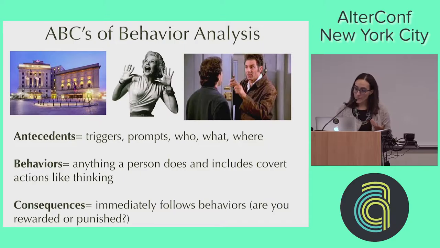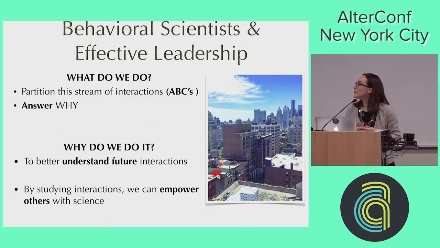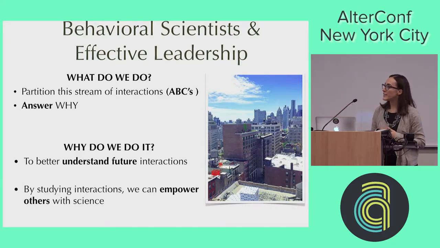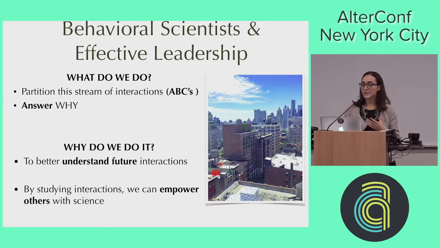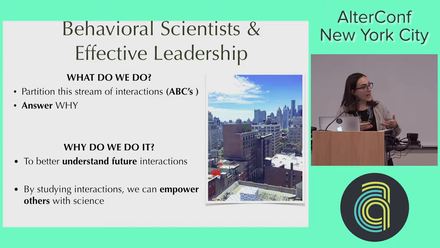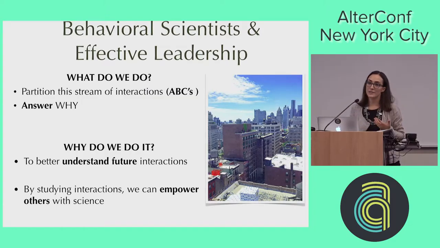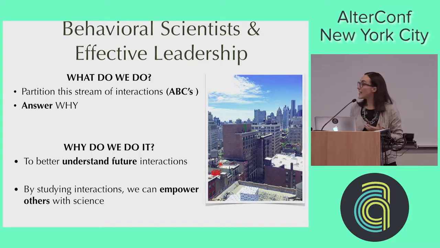So what behavior analysts like to do is partition the stream of interactions, those A, B, and Cs that are happening within our environment. And we look at why. Why is someone choosing to do that? Why is someone sitting and yawning right now? Why is someone getting up and leaving? So we look at people's behaviors, and we will analyze the past behaviors in order to predict the future. And so why do we do it? We do it to better understand interactions and future interactions. And by studying these interactions, we can empower one another through the science.